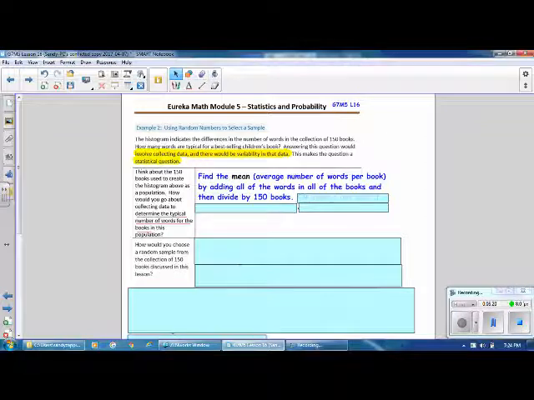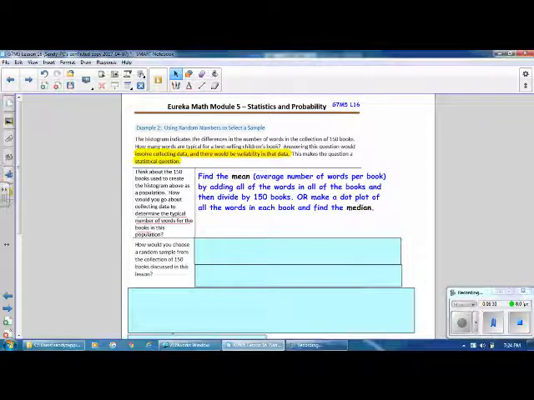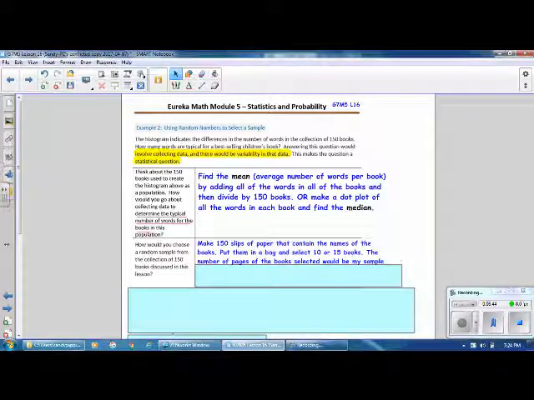books. Or you could make a dot plot of all of the words in each book, and then find the median. So you could either find the mean or you could find the median in those two ways. How would you choose a random sample from the collection of 150 books discussed in this lesson? We could make 150 slips of paper that contain the names of the books, put them in a bag, and select 10 or 15 books. The number of pages of the books selected would be my sample.